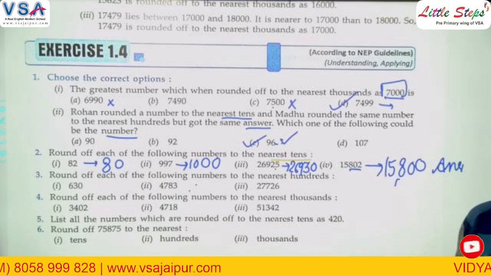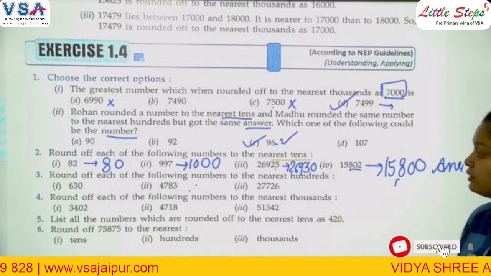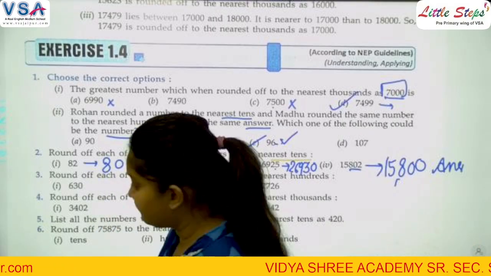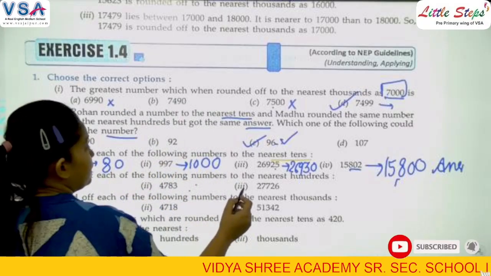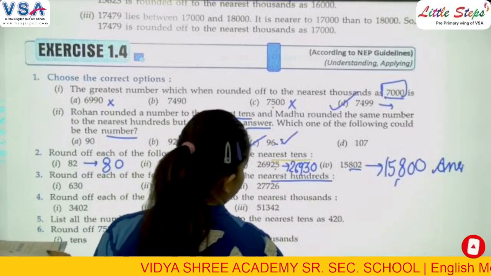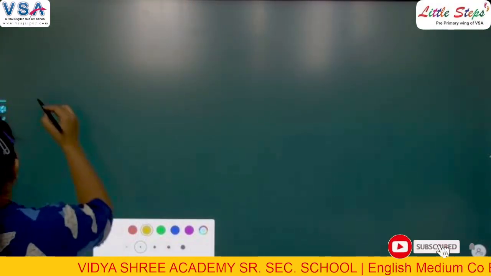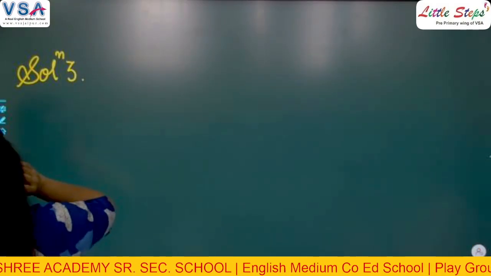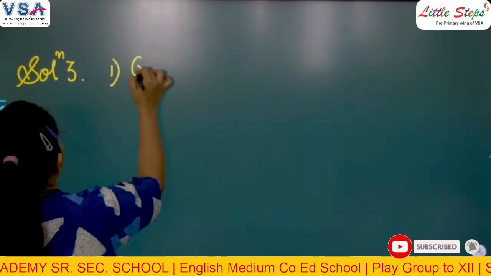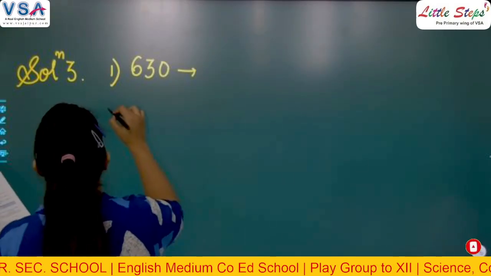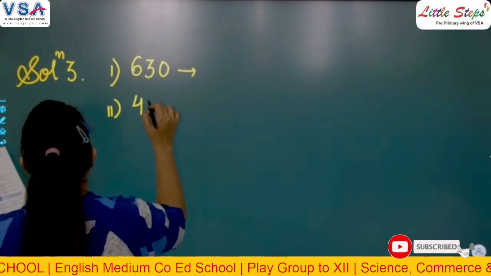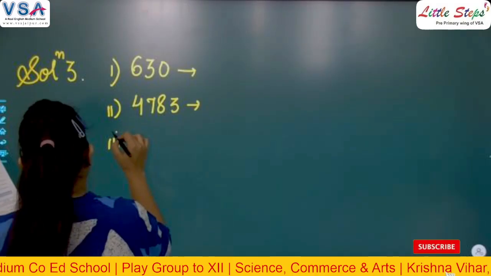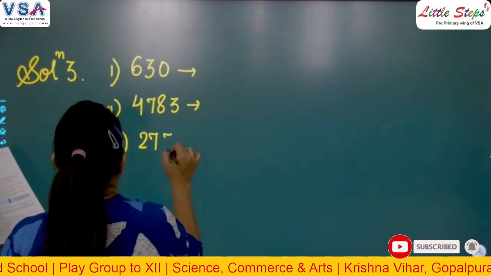Okay, now from the next question, I am calling each and everyone for the solution of the question. Now what do we have? Let's do this question. We have to round off the number nearest to 100. We have to round off this to 100. First one we have 630. Yes, Diksha, come out. Second one we have 4,783. Third one we have 27,726.